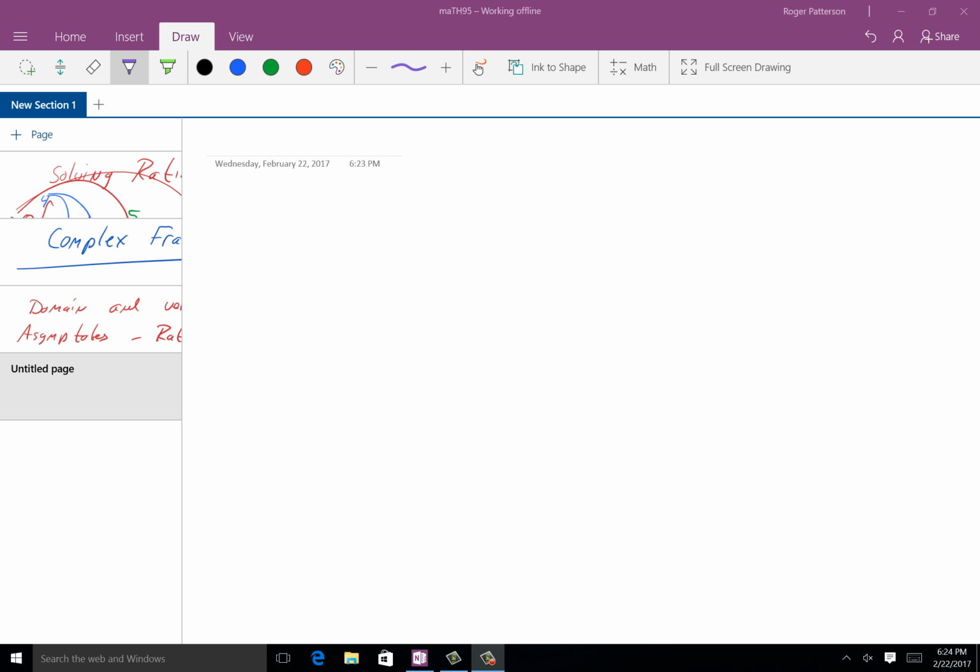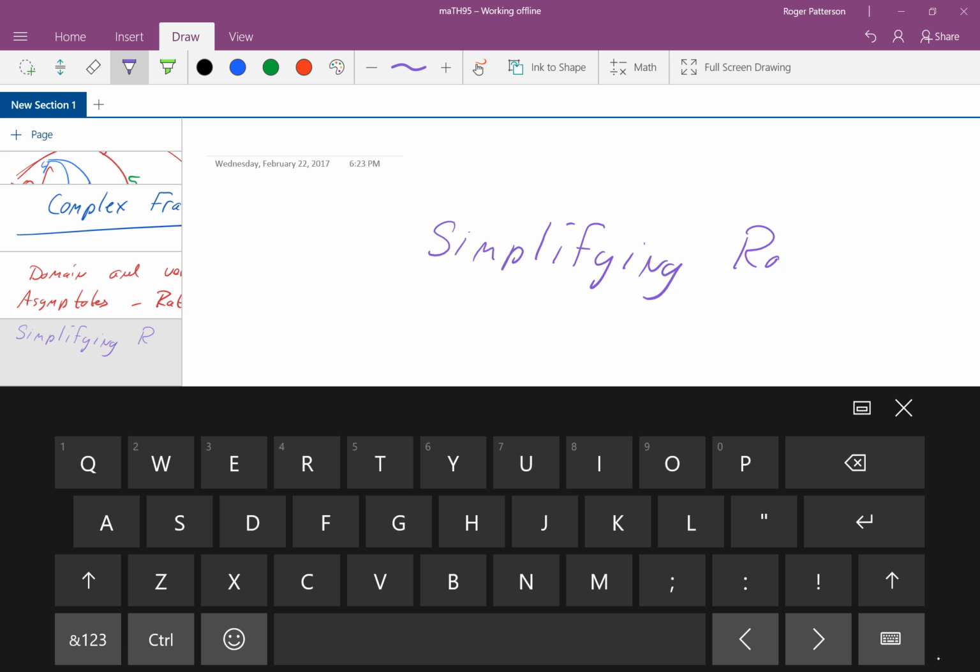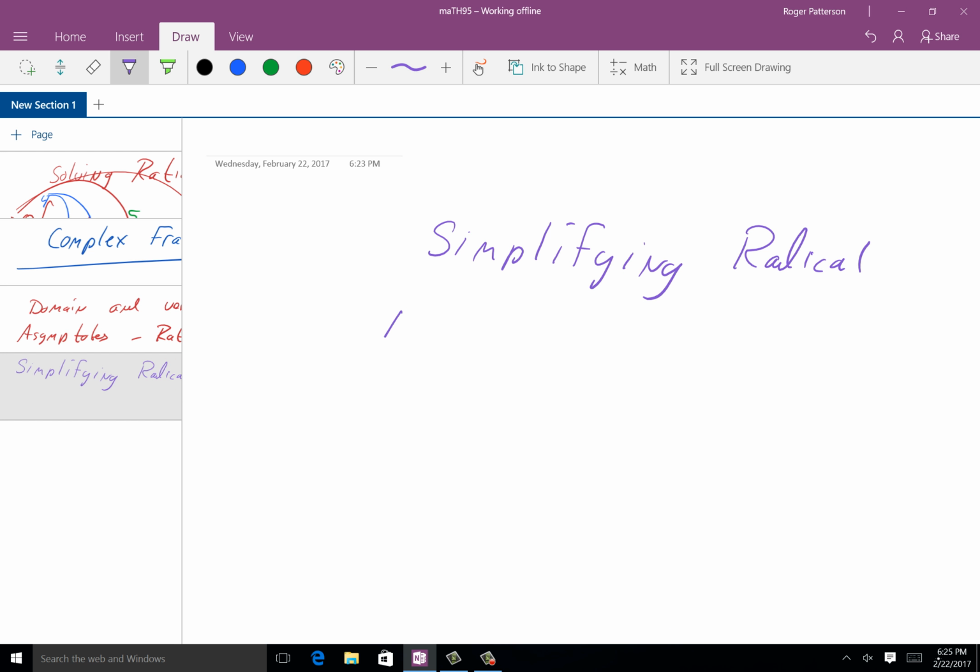Okay, so the first part of this is simplifying radical expressions. This is 5.3.